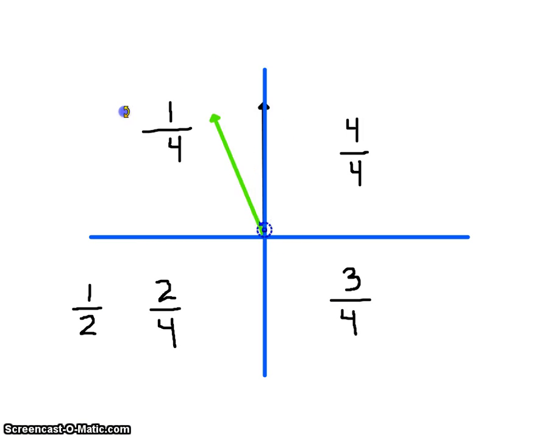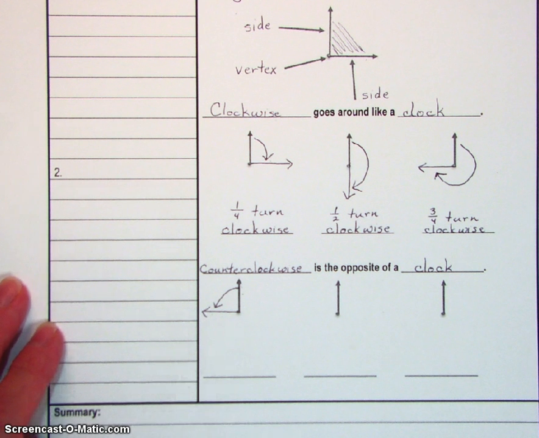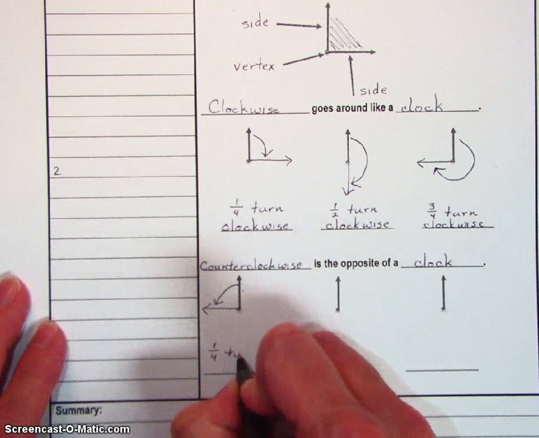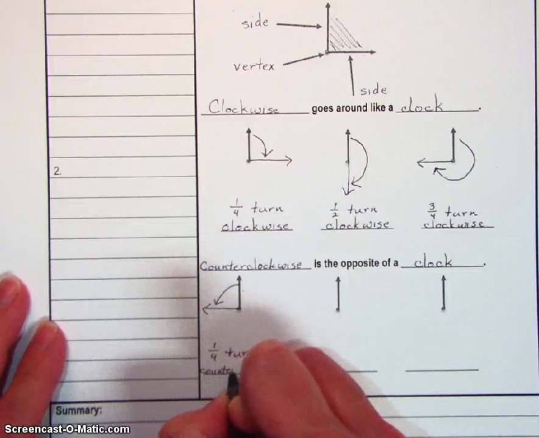So if we go this way, we're going counterclockwise. We're going all the way down. So we're going counterclockwise 1/4 turn. So we'll say it's 1/4 turn counterclockwise.